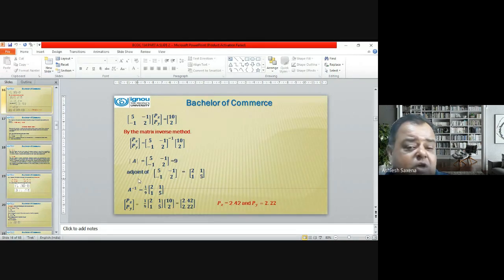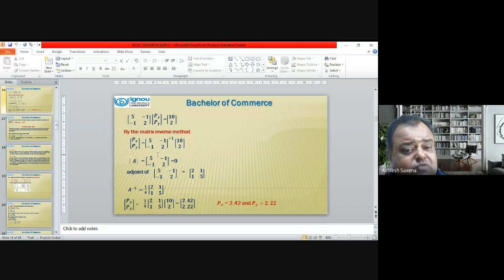Now if we talk about the adjoint, we have to first of all find out the cofactors. Then we have to transform them and we will get your adjoint. This is the adjoint: 2, 1, 1, 5. We will place it over here. This is the A inverse. A inverse is 1 upon 9 into 2 1 1 5.